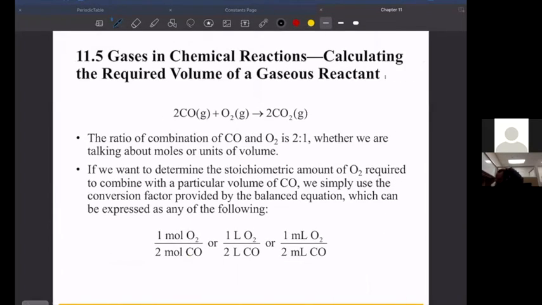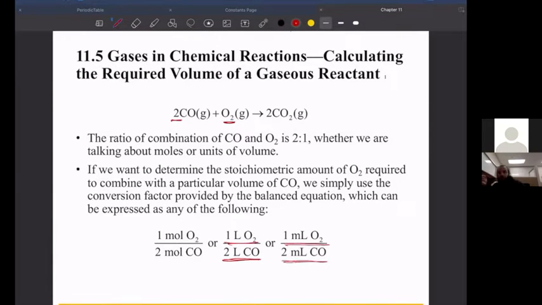Okay. The other thing about the ideal gas law that's kind of interesting, a consequence of the ideal gas law, is that given a reaction will take place at a given temperature and at a given pressure, the mole ratio that you get from a balanced chemical equation is going to be equivalent to the volume ratio as well. So this balanced chemical equation telling me that I need 2 moles of carbon monoxide per mole of oxygen, that's the same thing as saying that I need 2 liters of carbon monoxide per liter of oxygen, or even 2 milliliters of carbon monoxide per milliliter of oxygen, right?